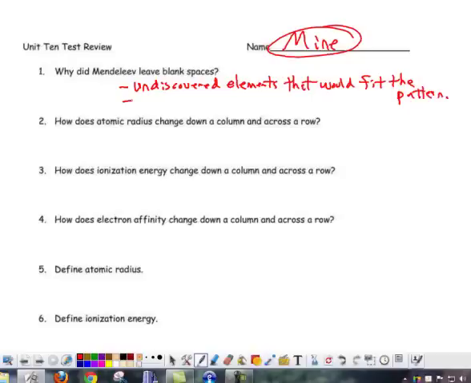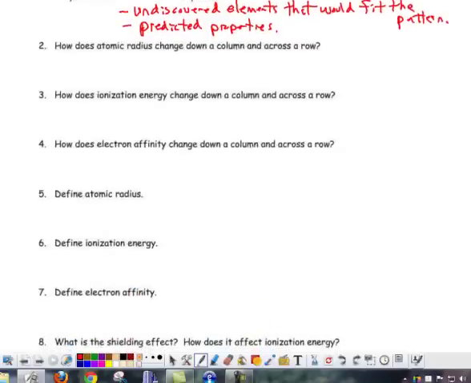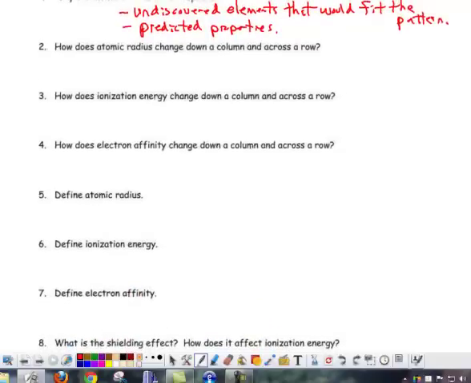That's always fun. All right, so the other thing that he did was he predicted the properties of them. He predicted those properties when he left the blank spaces, and he was proved correct on that. He was not proved correct on the exceptions to the pattern according to increasing mass, but he was according to leaving those blank spaces.